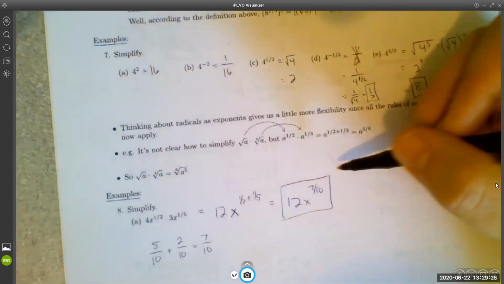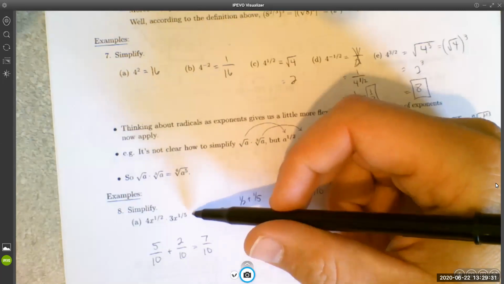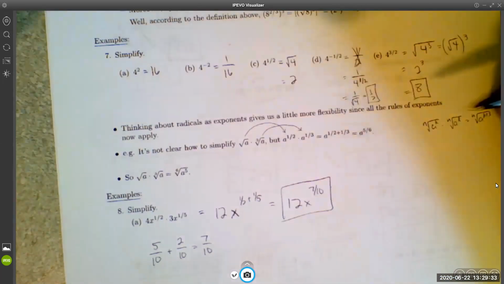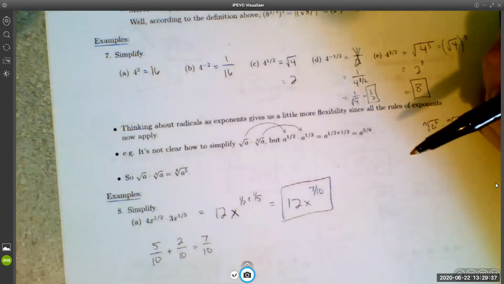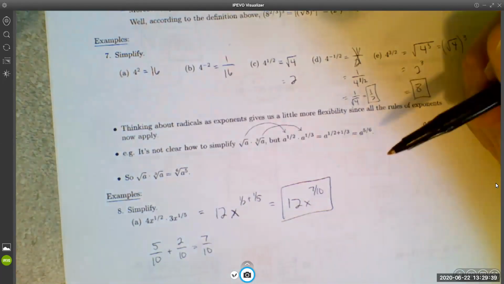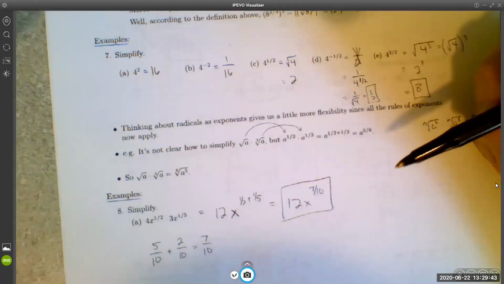I'm going to leave my answer in exponential notation because what I started out with was in exponential notation. Typically, we like to give our answers so that they match what we started with. If we start in radical notation, we want the answer in radical notation. If we start in exponential notation, then we want the answer in exponential notation.